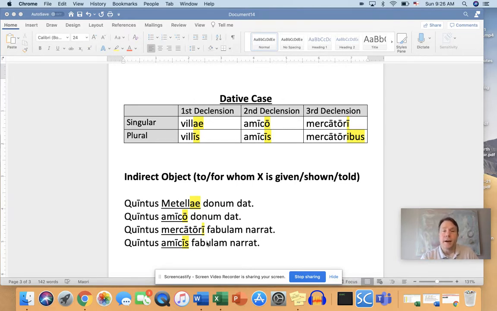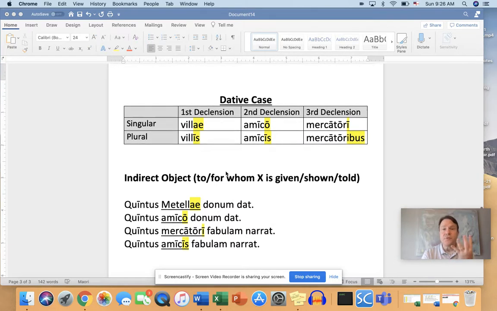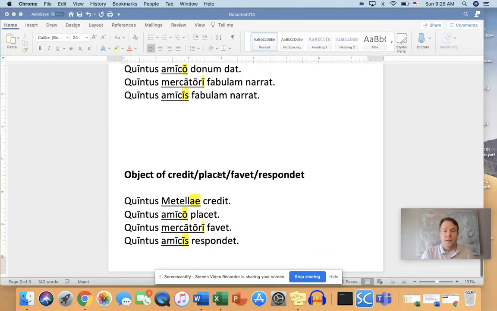Okay? Now, in Cambridge, you learn this in stage 9, and then a couple stages later, we learn an additional use of the dative, which is really, really simple, okay? Because it only involves 4 verbs. That's it, okay? Here they are. Credit, which means believes or trusts. So Quintus believes Metella. He trusts Metella.